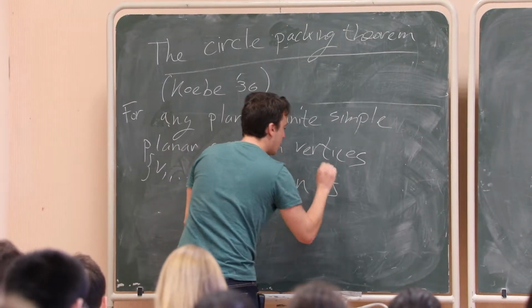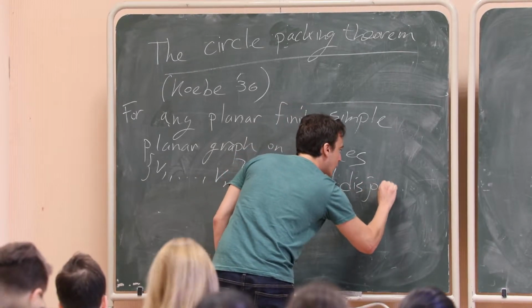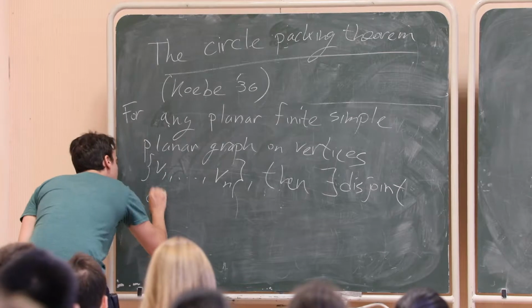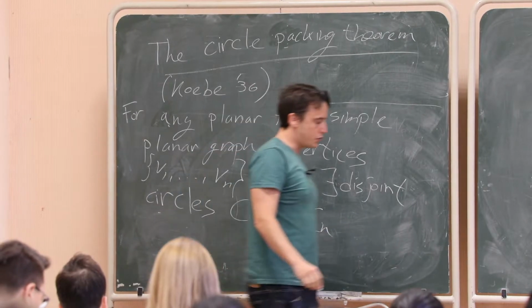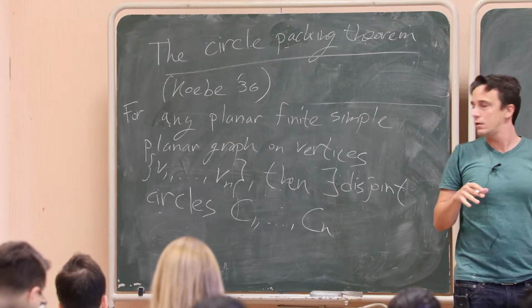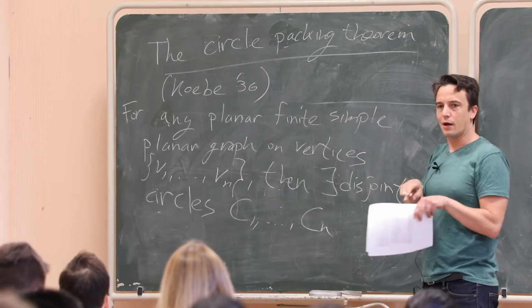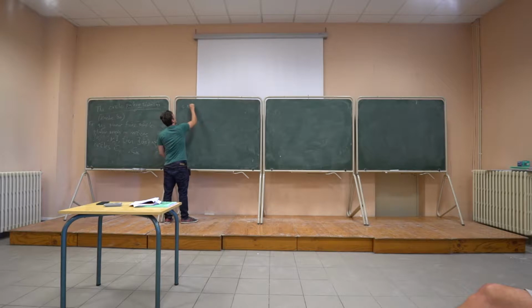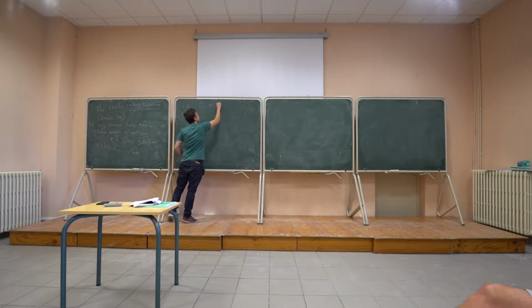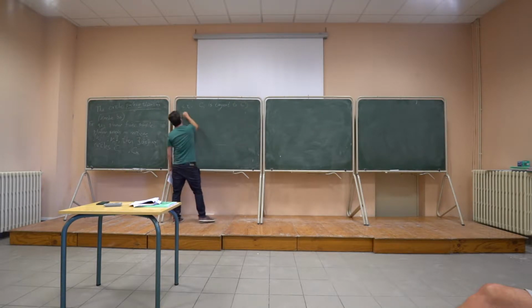there exist circles in the plane, disjoint circles C1 up to Cn, such that they have disjoint interiors. I guess I mean that the insides are disjoint, but the circles themselves may intersect, such that Ci is tangent to Cj if and only if ij is an edge of the graph.